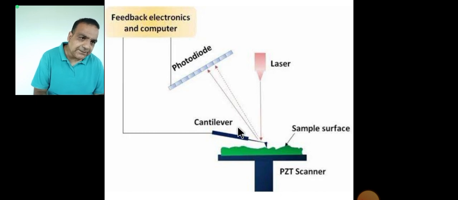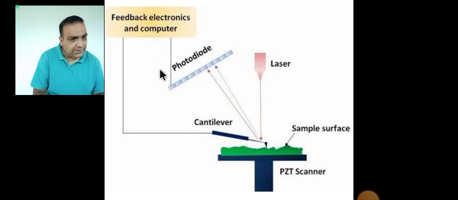The deflection signal is used in the feedback system to maintain a constant deflection or the force between the tip and the sample. The feedback system adjusts the position of the tip by moving the scanner in 3 dimensions, keeping the deflection constant. The feedback mechanism allows for the precise control of the tip sample interaction, enabling the imaging and measurement at the nanoscale.